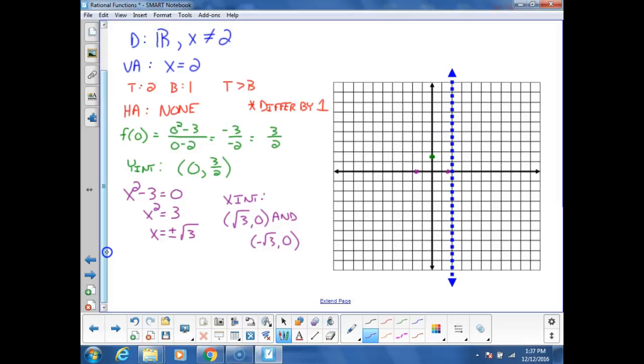Square root of 3. See, Hunter, I grew up in a time when we didn't have calculators, so you had to know what the square root of 2 was and the square root of 3 was. You just had to. I can't remember exact numbers. I understand that. What did you get, Matt?